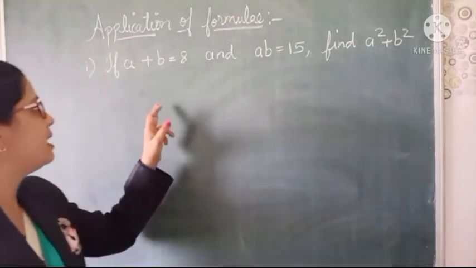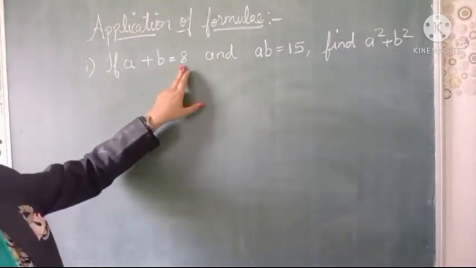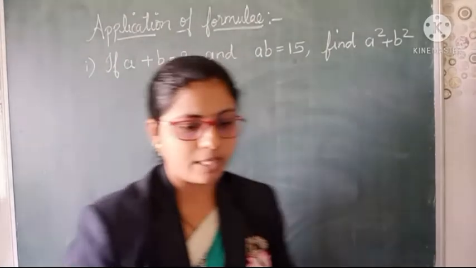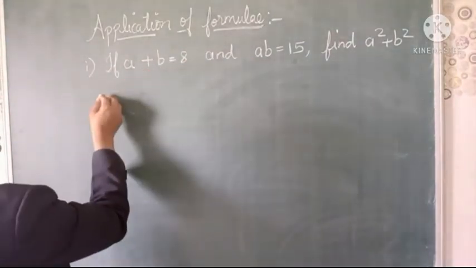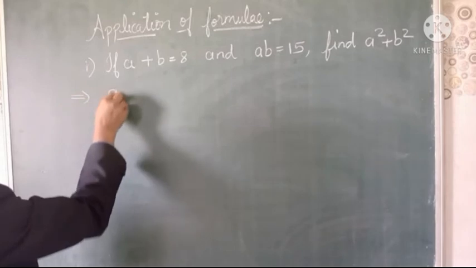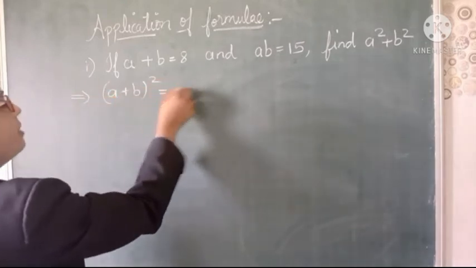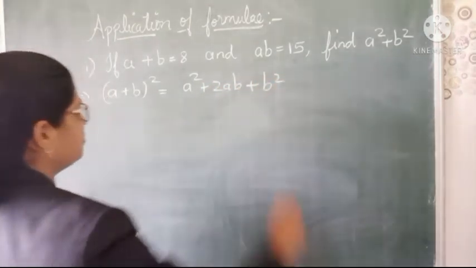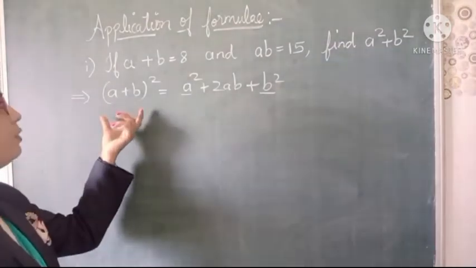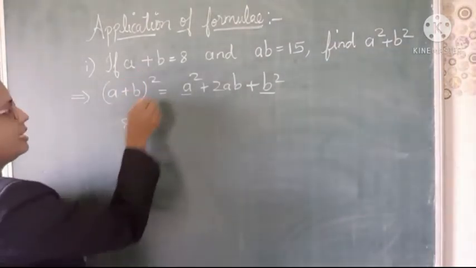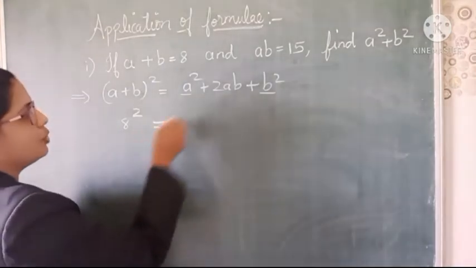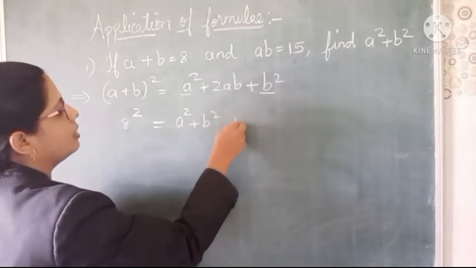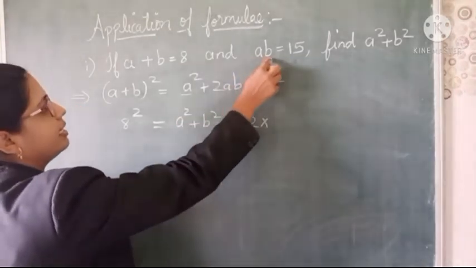For that we have an example: if a plus b equals 8 and ab equals 15, find a square plus b square. Now for that we have one formula, that is (a plus b) whole square equals a square plus 2ab plus b square. Now put the values in this formula. Now a plus b value is given as 8 and square is there, equals a square plus b square, which is not given, plus 2 into ab, which is given, that is 15.